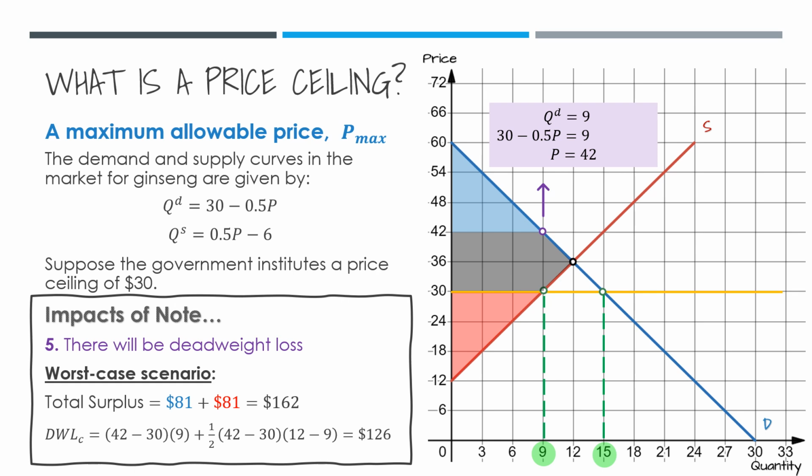So the rectangle has a height of 42 minus 30 and a base of 9, and the triangle has an area of 1/2 times (42 minus 30) times (12 minus 9). When we do this computation, ultimately we find that in the worst case scenario, deadweight loss would be $126, which is vastly different from the best case scenario number of $16.